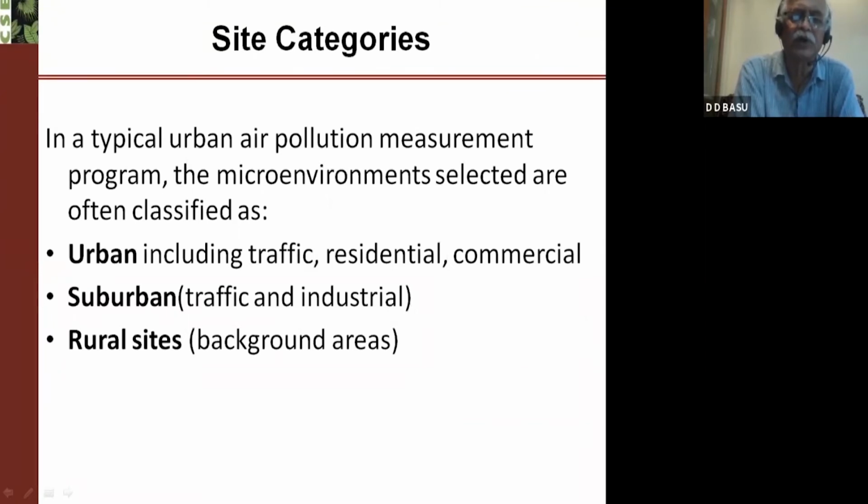There are three types of sites. One is urban, including traffic, residential and commercial places. Then suburban, traffic and industrial, and rural sites, the background areas. Even if you want to assess the urban air pollution measurement program, the microenvironment is selected and often classified. This is the classification: urban, suburban, and rural site. The rural site gives the background, so you can compare what is happening in the urban and suburban areas. Next.